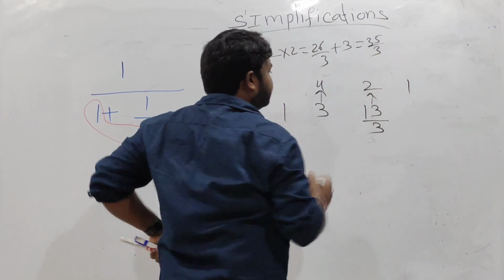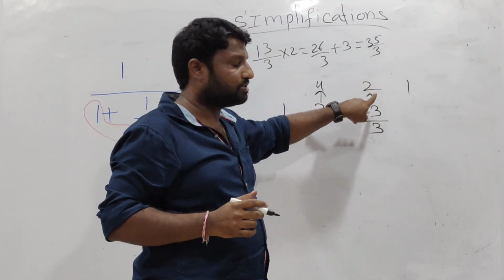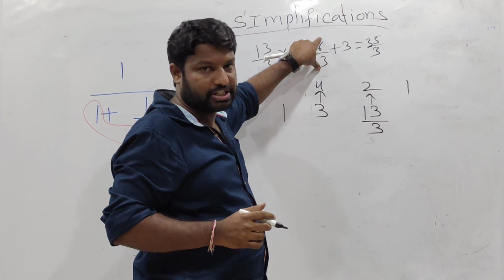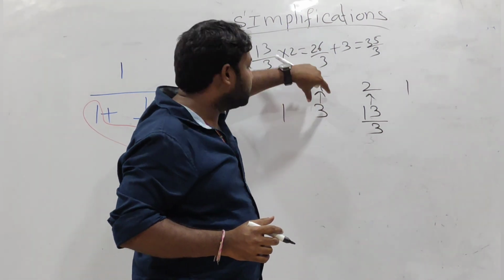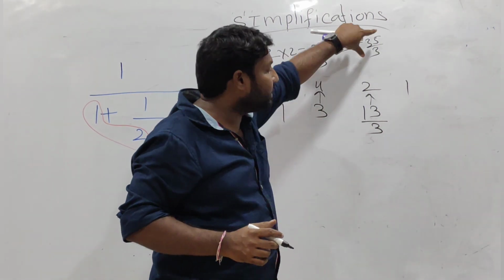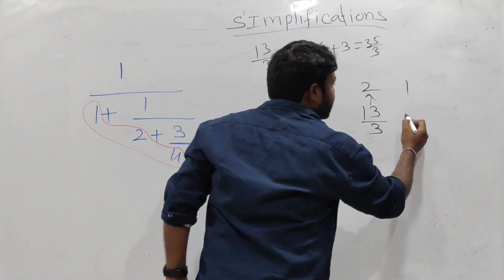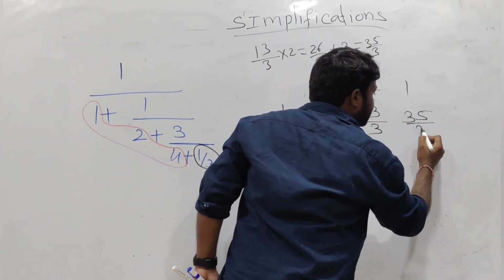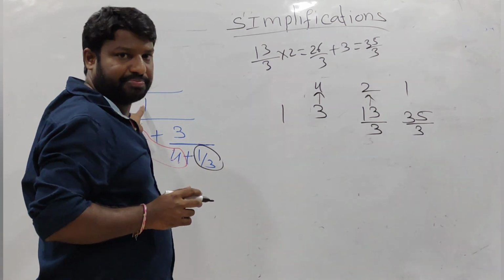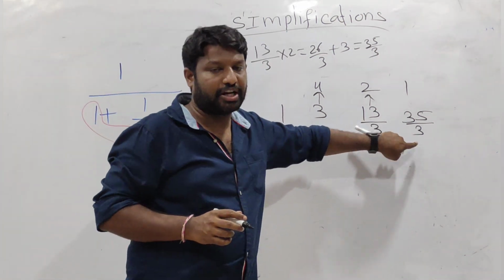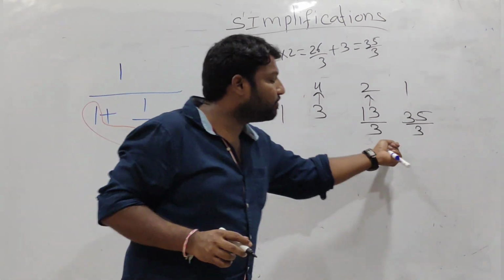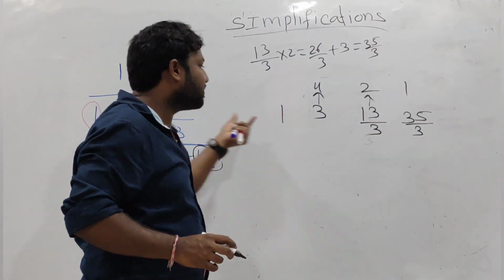35 by 3. So first what are you doing? You are multiplying 13 by 3 into 2, and you are getting 26 by 3. Plus you should add the previous one, so 26 by 3 plus 3. You are getting 35 by 3, so you write 35 by 3 here. Now here 1 is there, so no need of writing 1. If suppose 2 is here, you will divide it by 2. Here 1 is there, so no need of representing that.